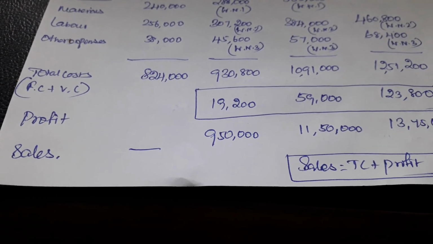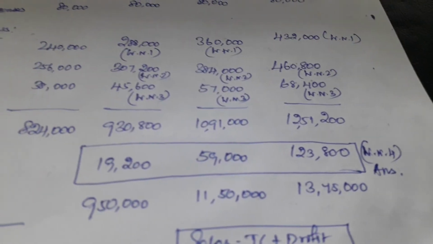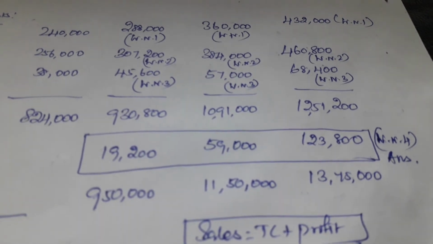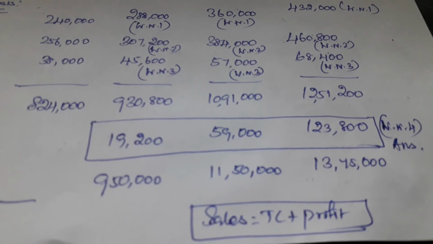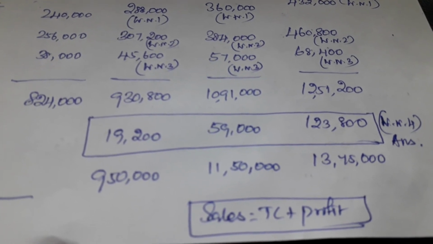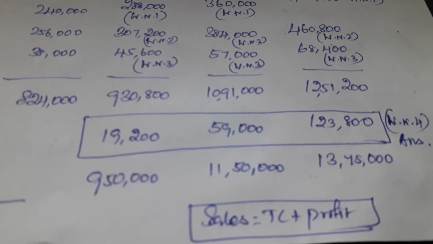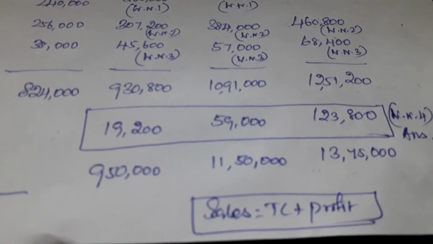We don't have sales for 50%. So we have sales for 60%, 75%, and 90%. These values I took from the problem: 9,50,000, 11,50,000, and 13,75,000.